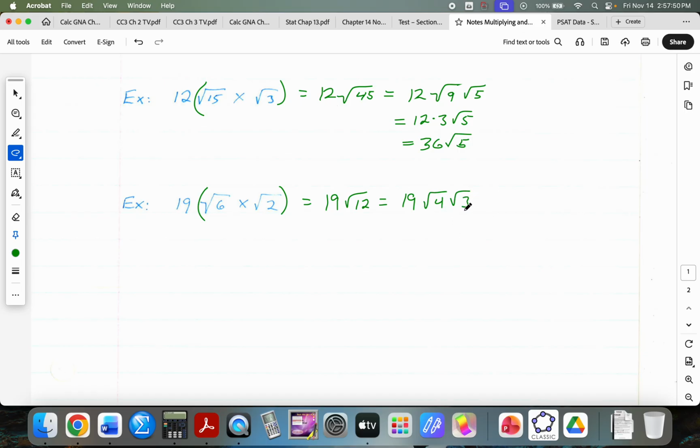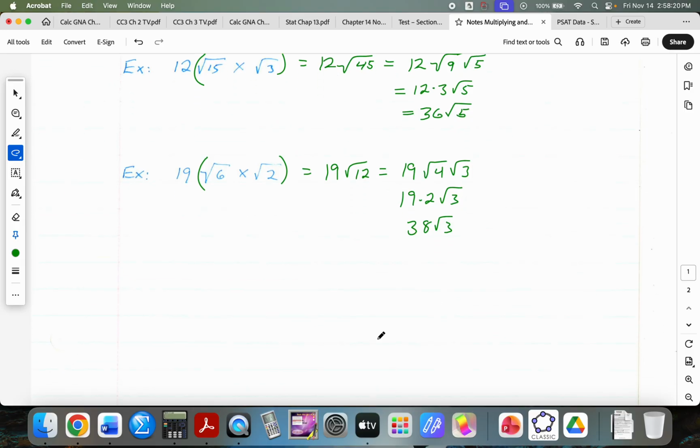4 goes into 12 3 times. The square root of 4 is what? 2. That's why we picked it, because it turned out to be a perfect square. 19 times 2 is 38, so this is 38 square roots of 3. Some of you who are pretty good with numbers will get to the place where you can skip a lot of these steps, and that's fine. All right, that's multiplying with square roots.